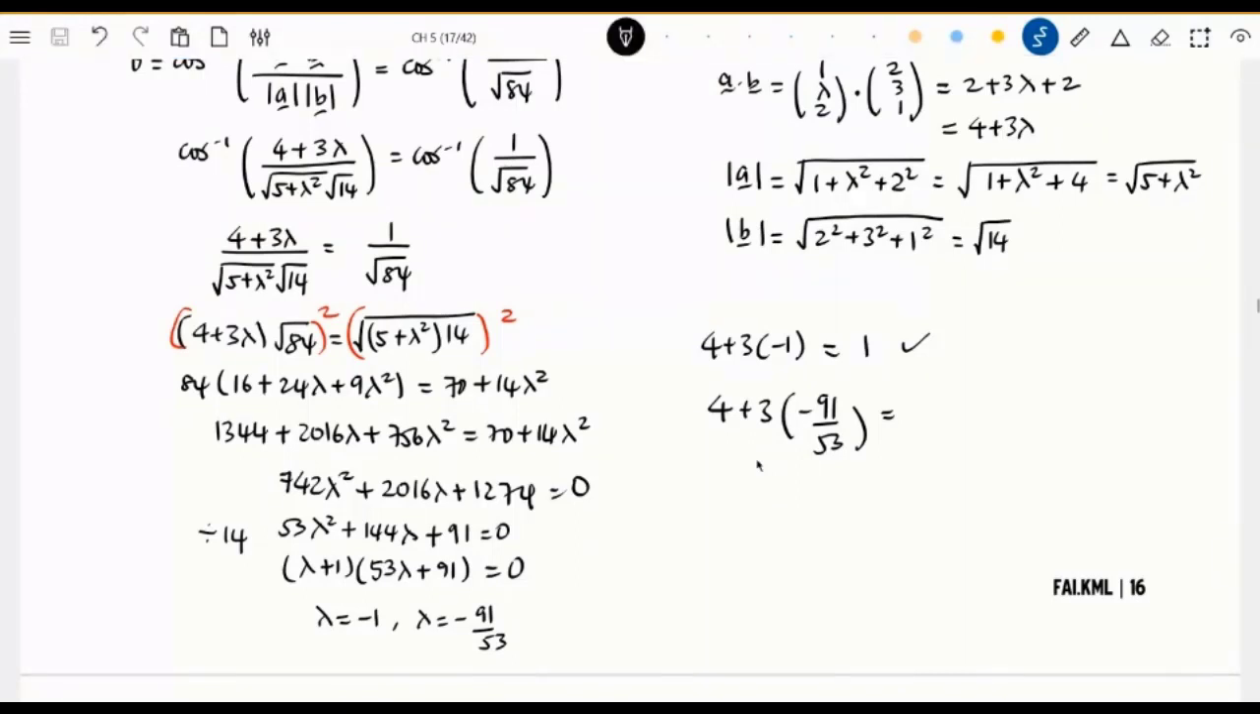Negative 61 over 53. So ini salah lah. So directly kita tahu lambda adalah negative 61 over 53, negative 1.